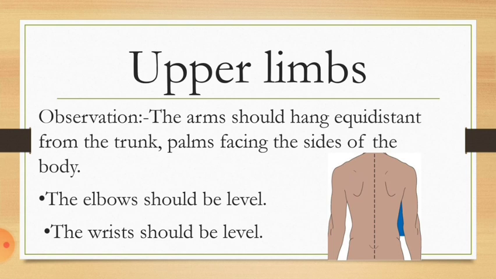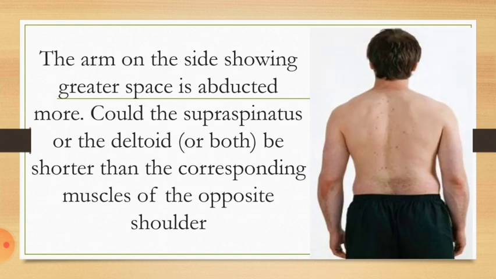Now upper limbs. Observation: the arms should hang equidistant from the trunk, palms facing the sides of the body, elbows should be level, wrists should be level. The arm on the side showing greater space is abducted more. It could be that supraspinatus, deltoid or both muscles are shorter than the corresponding muscles of the opposite shoulder.